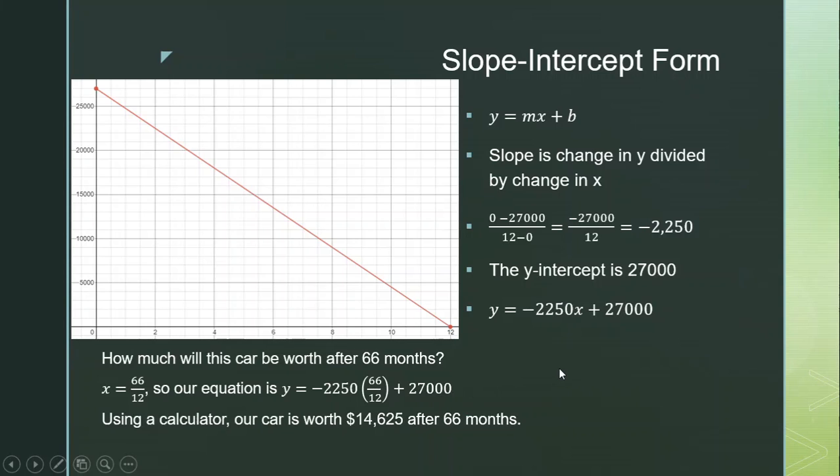So we can use a calculator. Don't do this by hand. I don't do it by hand. So using a calculator, our car is going to be worth $14,625 after 66 months, which is 5.5 years. So after 5.5 years, our car has lost about half of its value, pretty close to half. I think exactly half in this model, because it's a 12-year term, would be 6. So we've lost a little bit less than half of our value here.